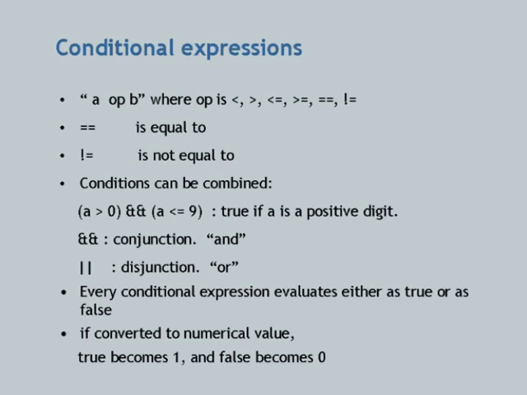In general, a conditional expression can be written in C in this form: A OP B. This operator OP is a relational operator. So this could be either less than, greater than, less than equal to, greater than equal to. You are familiar with these symbols. Equal to, however, is not written by A equals B. The reason should be very obvious to you. A equal B is assignment. So B will be assigned to A. There is no comparison.